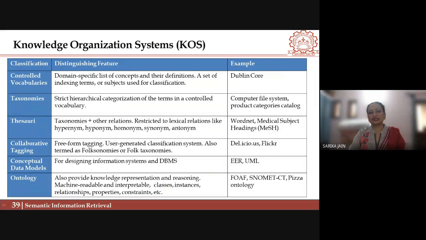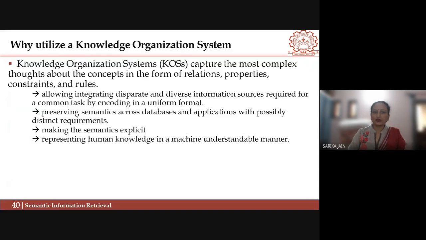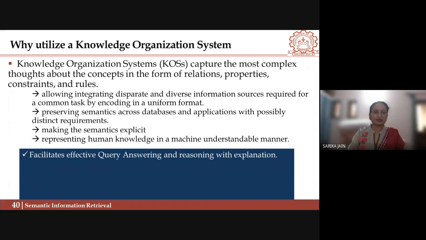Then comes ontology as the highest understandable model because it provides knowledge representation and reasoning. It provides machine-readable as well as interpretable semantics: classes, instances, relationships, properties, and so on. FOAF is a famous ontology; FOAF is friend of a friend. Knowledge organization systems therefore capture the most complex thoughts about the concepts in the form of relations, properties, constraints, and rules.